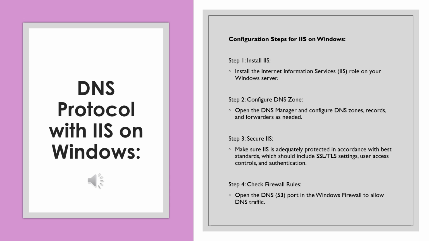Step 3. Secure IIS. Make sure IIS is adequately protected in accordance with best standards, which should include SSL/TLS settings, user access controls, and authentication. Step 4. Check firewall rules. Open the DNS port in the Windows firewall to allow DNS traffic.